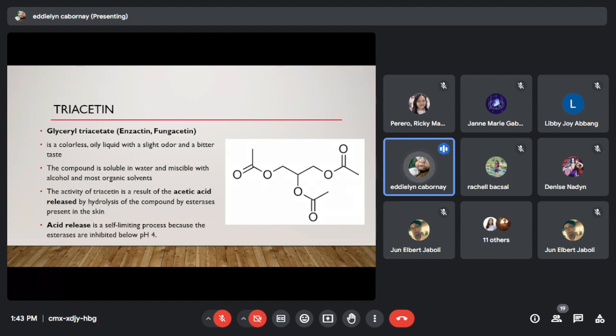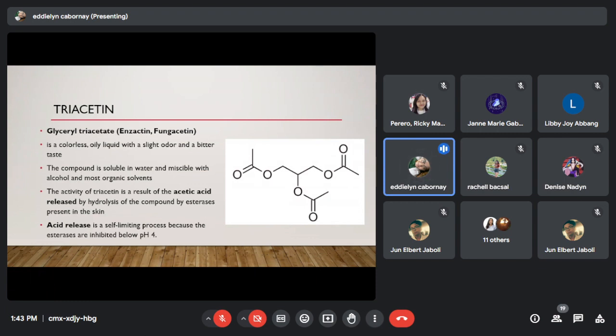So again, the mechanism of action of triacetin is the release of acetic acid. This occurs through hydrolysis. So how is acetic acid released? It's through hydrolysis of the compound, which is triacetin, by esterases. These esterases are the enzymes that catalyze the hydrolysis of the ester bonds. The released acetic acid contributes to its antifungal activity.